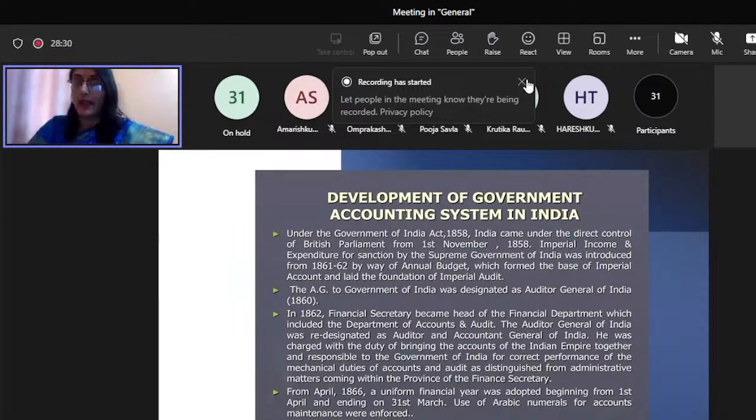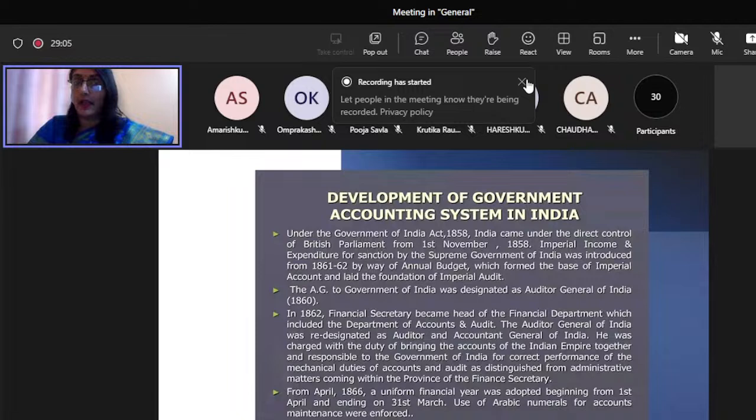Earlier they had appointed an Auditor General of India because they used to get all the accounting records audited. But in 1862, the financial secretary, who became the head of the financial department, felt the need that there should be both an auditor and accountant general of India. So from that year we have the Comptroller and Auditor General of India. From 1866, a uniform financial year was followed, that is 1st April to 31st March.